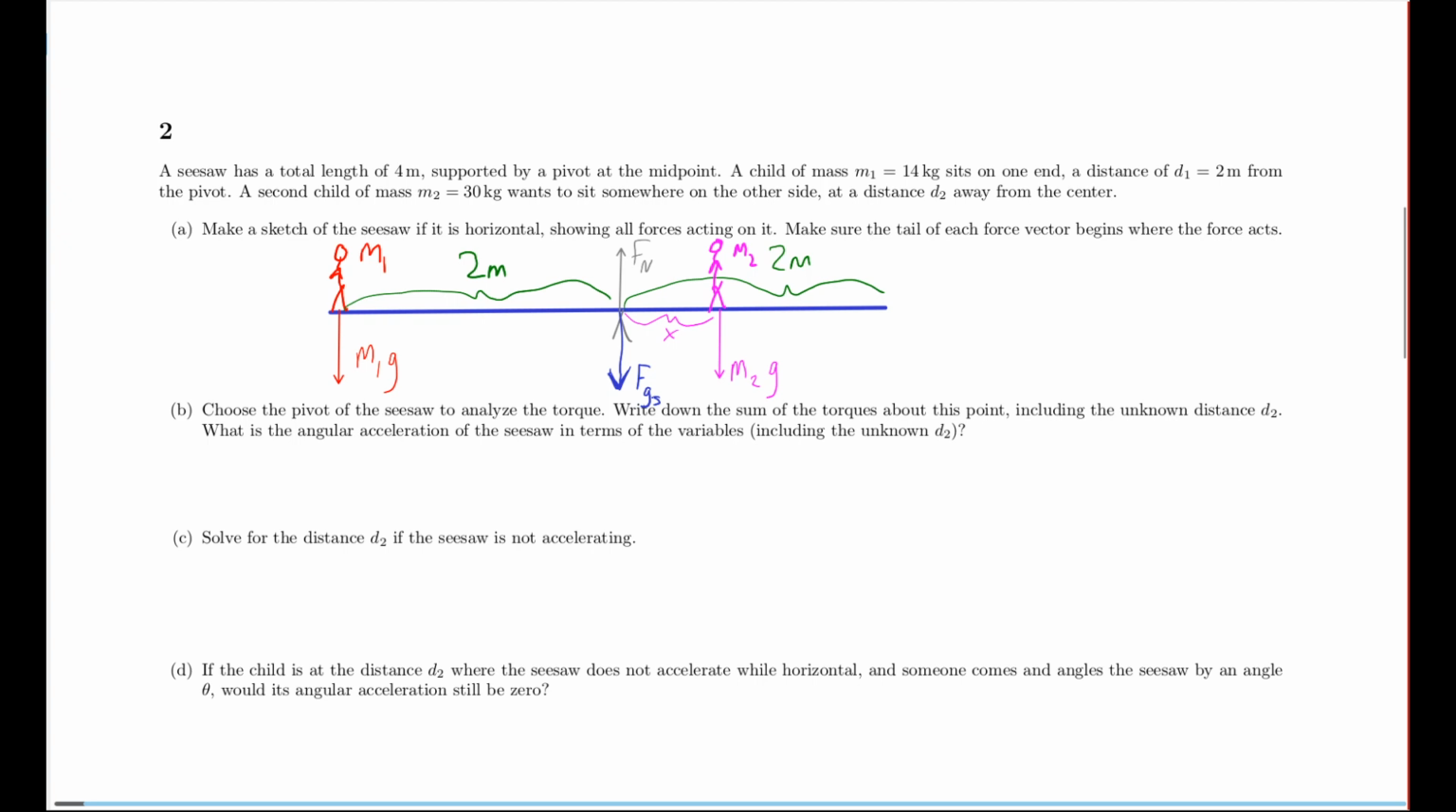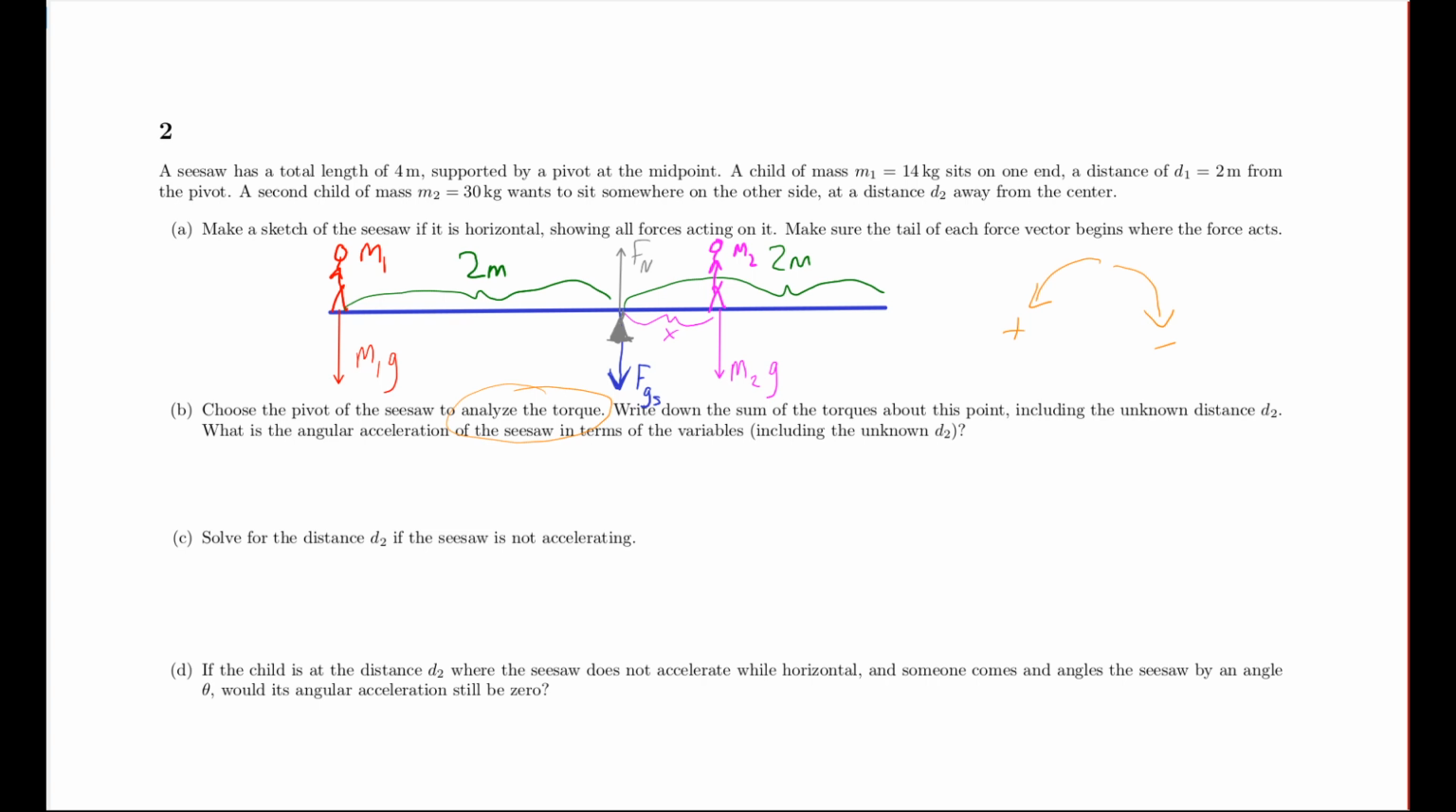Now, let me draw one more thing. I just want to color in this wedge to indicate that it is the pivot. Now, we're choosing the pivot to analyze the torque, which means all of those forces that act at the pivot are going to have 0 torque at all. So we're going to choose the conventional coordinate system where counterclockwise is positive and clockwise is negative. So the only forces here that cause a torque about that pivot are the weight of the red child and the weight of the pink child. Red is on the left, pink is on the right, if anyone is colorblind.